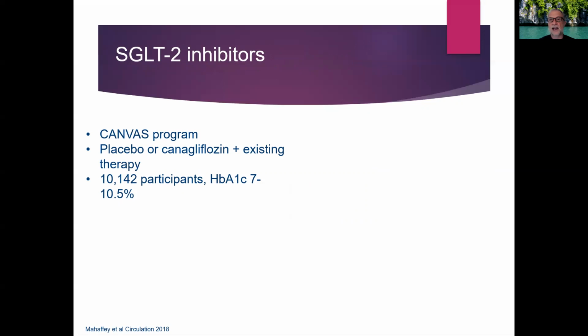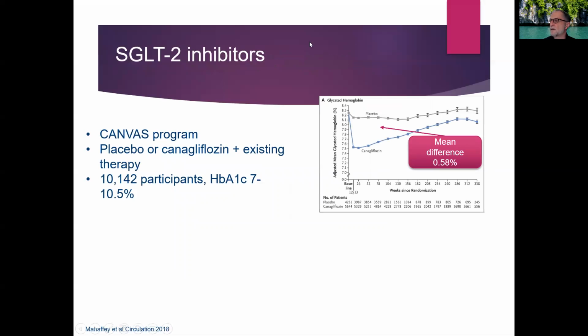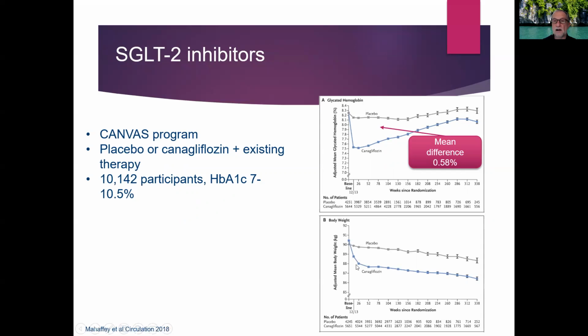Again, SGLT2 inhibitors have long-standing benefits for cardiovascular and renal prevention. This is the CANVAS program that looked at placebo or canagliflozin added to existing therapy among 10,000 adults with A1C between 7 and 10.5%. Again, we see the lowering of hemoglobin A1C with canagliflozin from about 8.2 to 7.5 initially, with a waning of that effect, as you often see in clinical trials, with an overall mean difference of about 0.6%. There is substantial weight loss with canagliflozin relative to placebo.